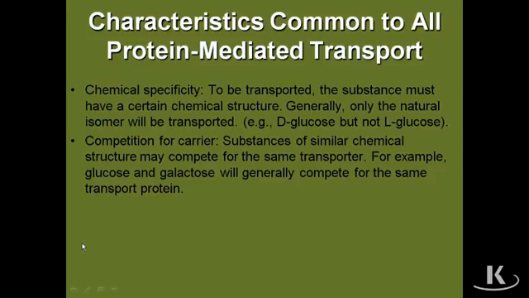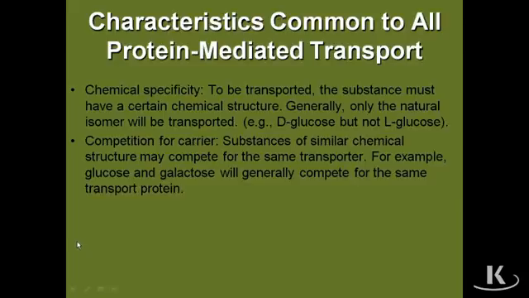But I want to emphasize, you only reach Tm if you saturate the carriers. Under normal physiological conditions, you do not saturate the carriers. So under resting conditions, you're normally transporting glucose into the resting skeletal muscle cell at a rate below Tm. Now, chemical specificity. For a substance to be transported, it has to have a certain chemical structure. If it doesn't have that structure, it will not be transported by the protein.